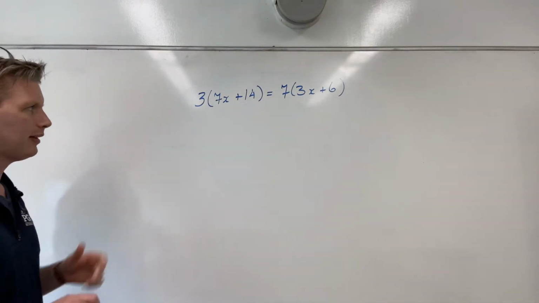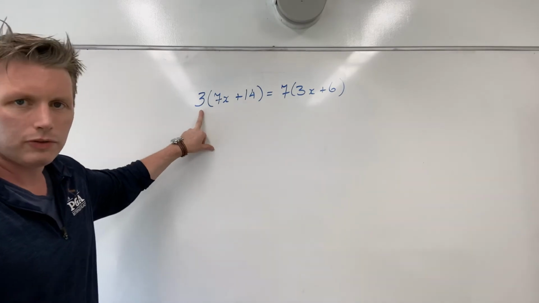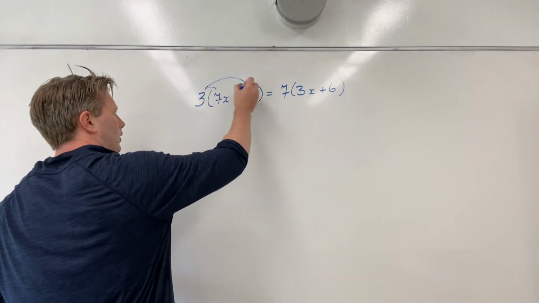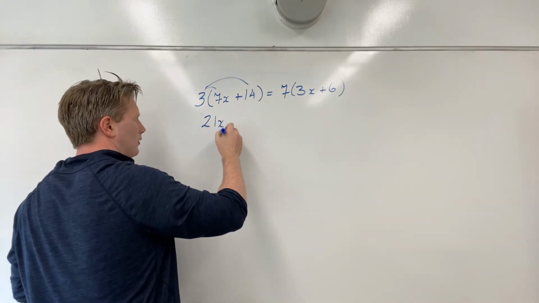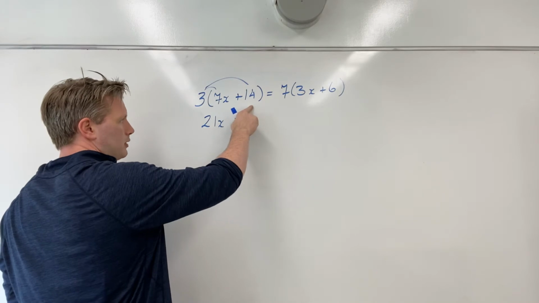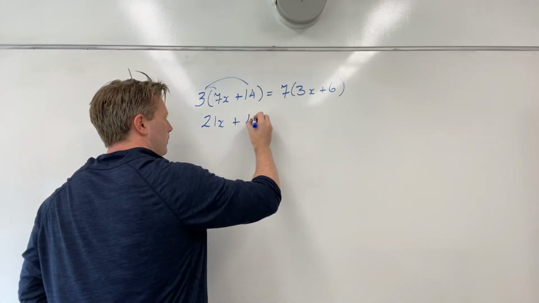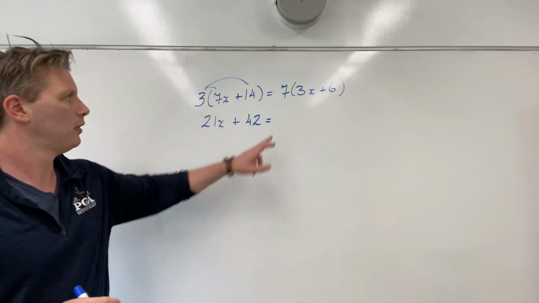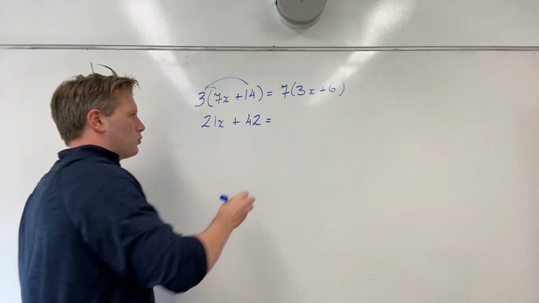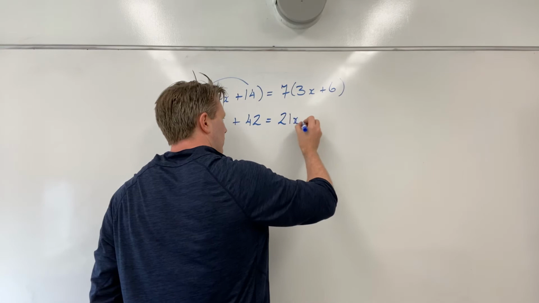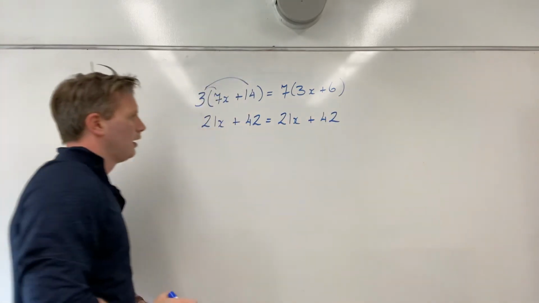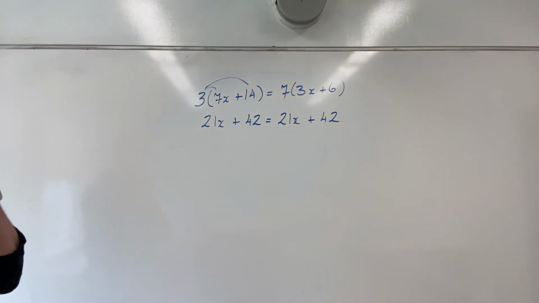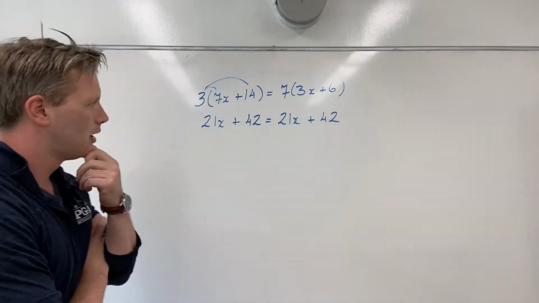So again, we want to isolate our x. Going to distribute in my 3 here. 3 times 7 is 21, so again I have 21x, just like last time, plus 3 times 14, that happens to be 42, is equal to 7 times 3, that's 21x, and 7 times 6 is 42. And look what I have. I have 21x plus 42 is equal to 21x plus 42.